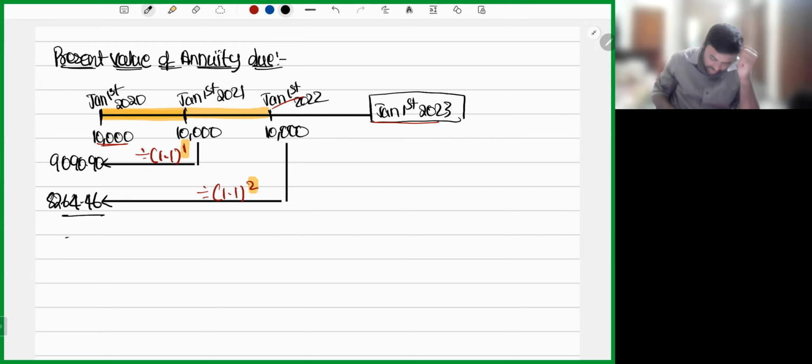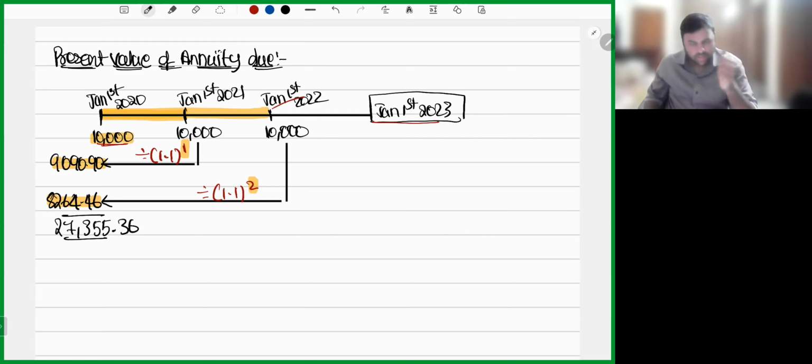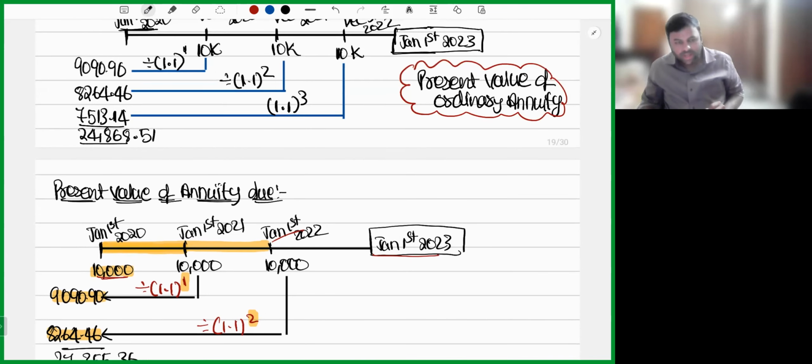Next, 8264.46. So let's add the three things. Which three things? 10,000, 9090, 8264. 10,000 plus 9090.9090 plus 8264.46. So resultant will be 27,355.36 approximately. Okay. So what is the present value of annuity due, my dear friends? 27,355.36. What is present value of ordinary annuity? 24,868.51.